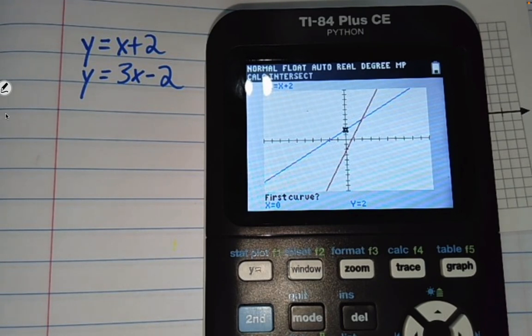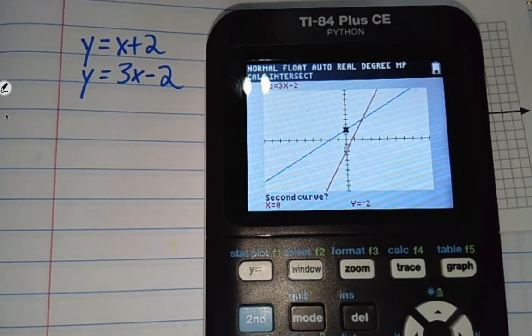What it's doing is it's trying to calculate it. Don't press it really fast because your calculator's not that fast. So watch, I'm going to press enter. Then it says second curve. I'm going to press enter again. And now it says, okay, I need you to press enter one more time, and it's going to calculate. And what's my answer? 2, 4. There's your answer.